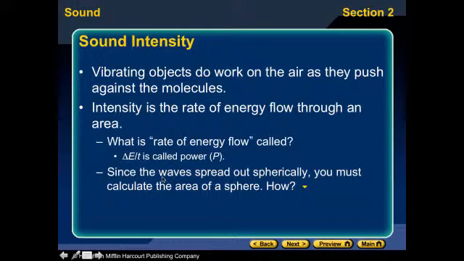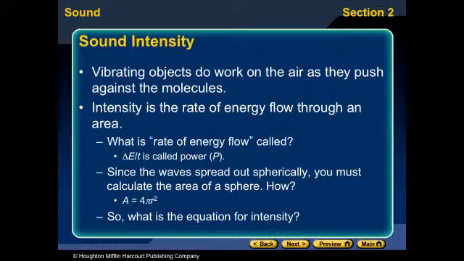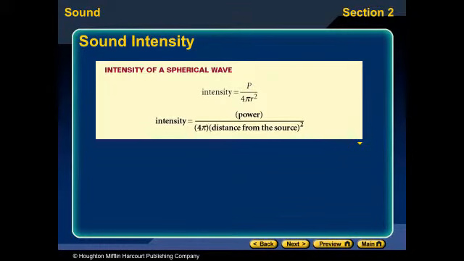Since those waves spread out spherically, you have to calculate the area of a sphere. What's the equation for the area of a sphere? It is 4 pi r squared. So how do we put these two together? How do we find the equation for intensity? Because we have to look at the spherical. So intensity is equal to the power over the area. Power per area, and the area, remember, is 4 pi r squared. R is the distance from the source, wherever the source of the sound is.